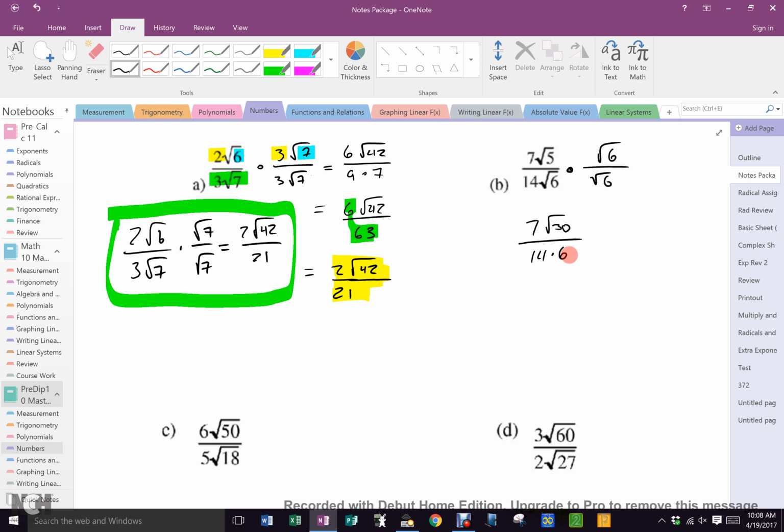Okay, so what are we doing there? What is this going to equal? 7 root 30 over what? 84, right? Do 7 and 84 work together? Excuse me. What is it? Root 30 over 12.